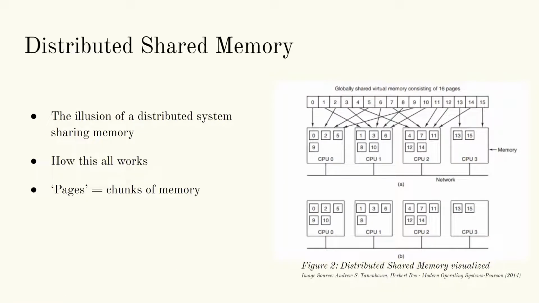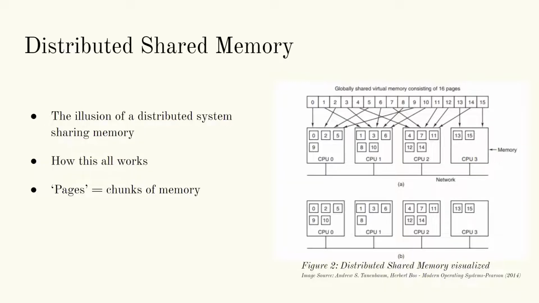Next, we have distributed shared memory. This is the illusion of getting a distributed system to share memory. In this model, we are sharing memory at the operating system level in comparison to sharing at the hardware level or the user level. What happens in a DSM system, or distributed shared memory system, is that the entire DSM architecture divides all the available address space into chunks, or pieces known as pages. These pages are spread across all the involved machines.